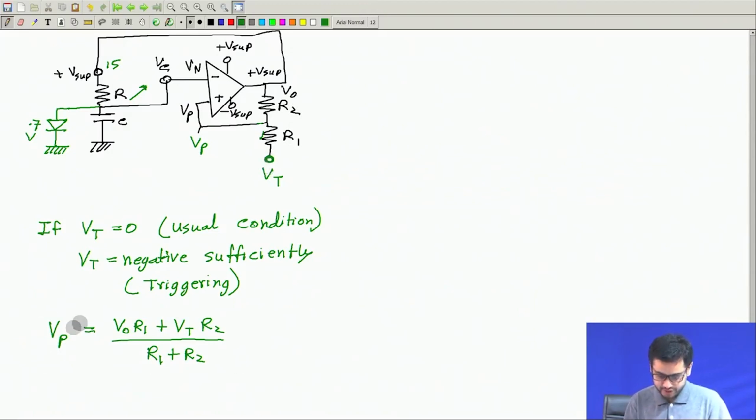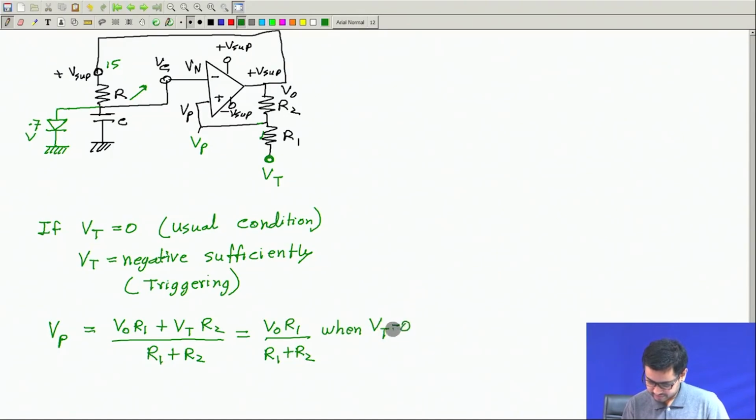So this is the voltage at this point, and this is equal to VO R1 by R1 plus R2 when Vt is equal to 0. So this is the normal condition, normal feedback with this grounded, and this can be equal to some negative value if Vt is negative, sufficiently negative.